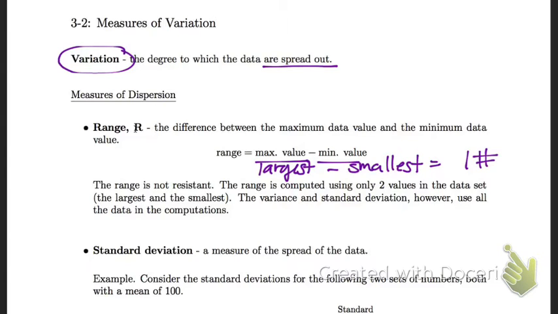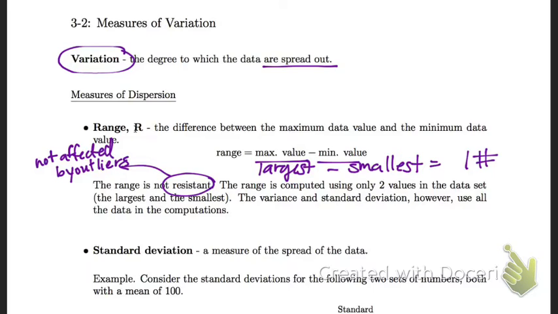The range is not resistant. Do you remember talking about that last class? What does the word resistant mean? It's not affected by outliers. And what last class was not affected by outliers? The median or the mean? Median. The mean was affected by outliers.